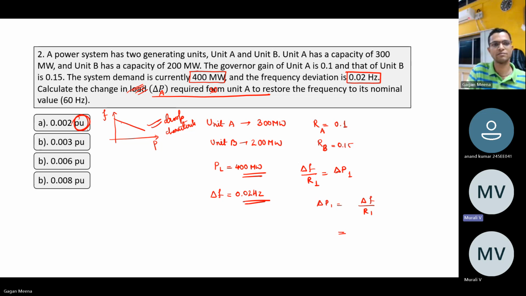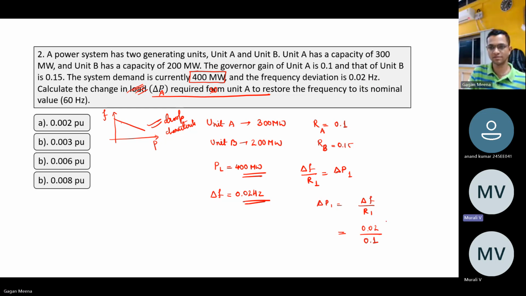0.02 by 0.1 means... but you have to see that this isn't per unit. Yeah, but the gain is also in per unit, right? Yeah, but this frequency is 0.02 hertz. This is not in per unit. You have to convert it into per unit first.